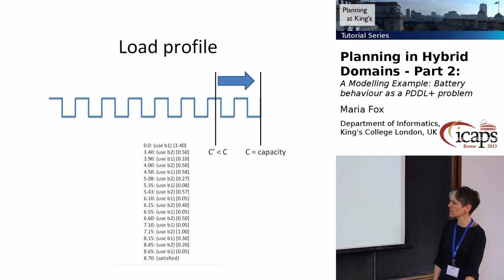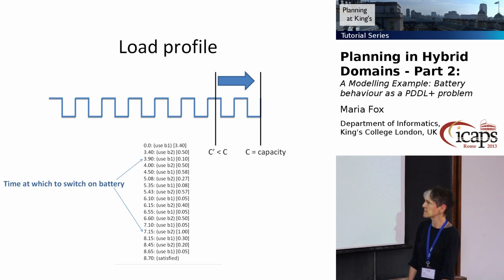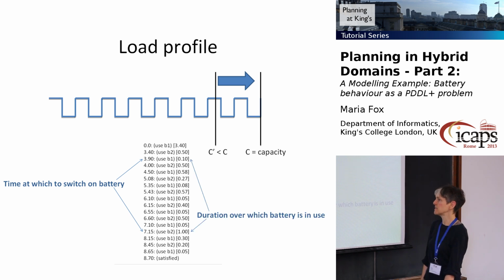So here's an example of such a plan. It basically switches between the two batteries available, and the key thing is that these are the times at which the switches take place, and these are the durations determined by the planner over which each battery is in use.